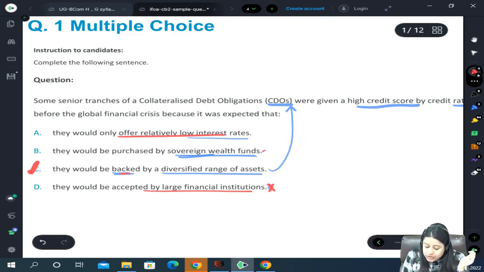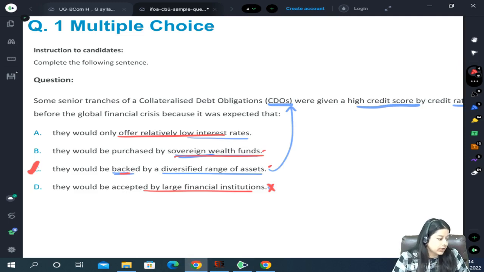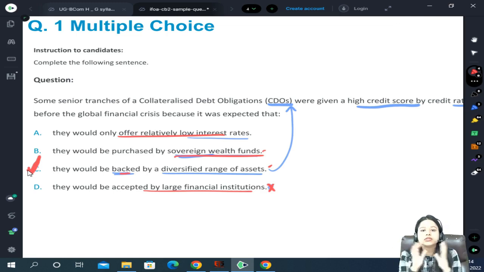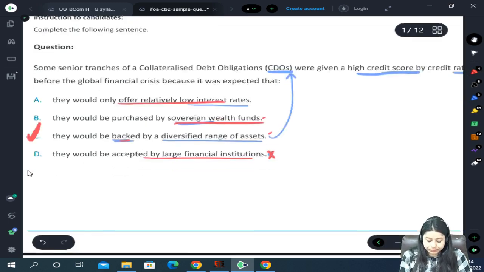So these two are likely options, but it is not always true that if any government is investing in a particular investment, it will give you a high credit score. No. So this is clearly the definition of a CDO, because it is a diversified portfolio. That's why it gives us a high credit score.